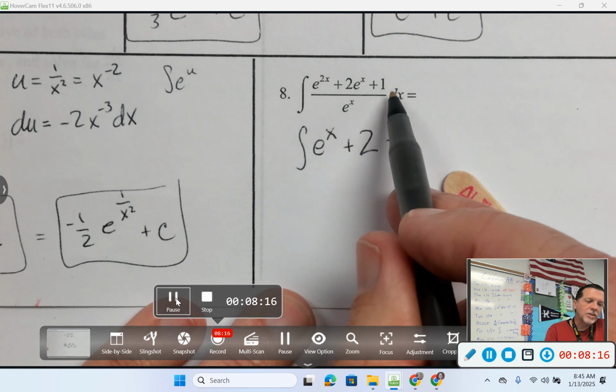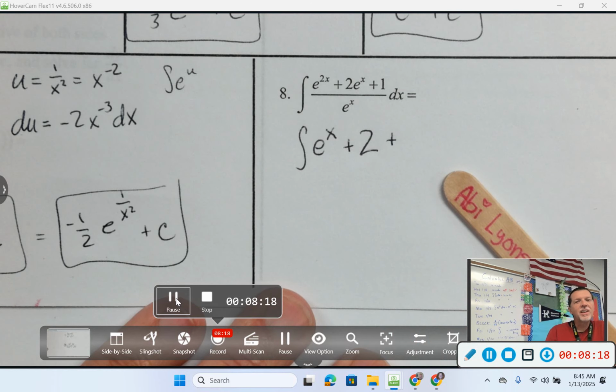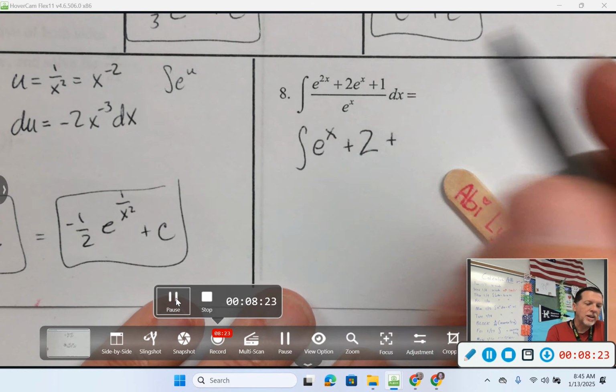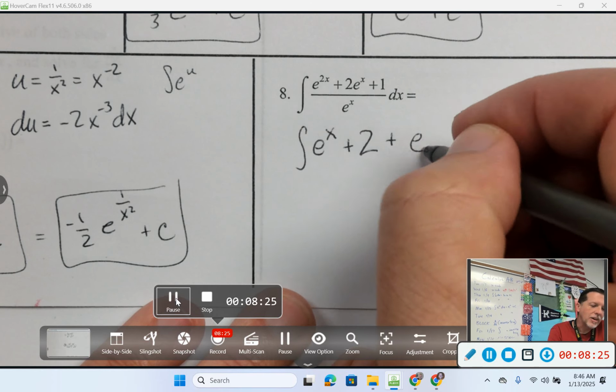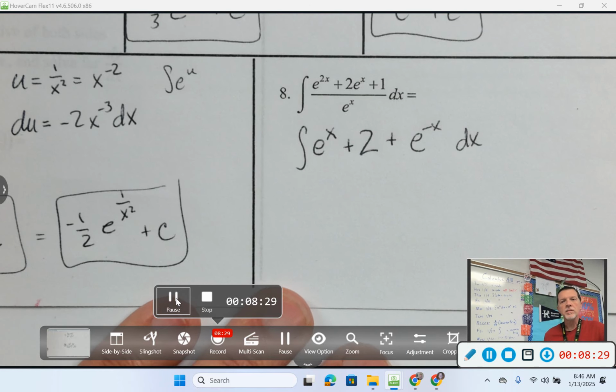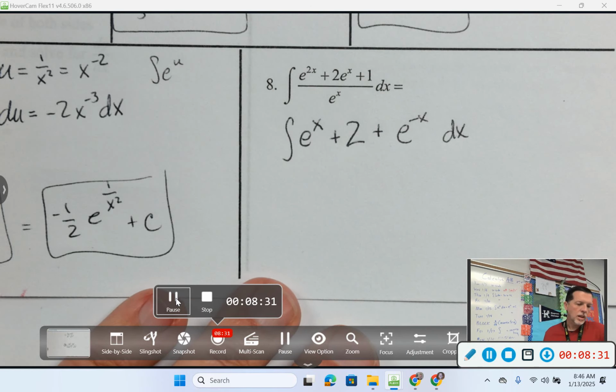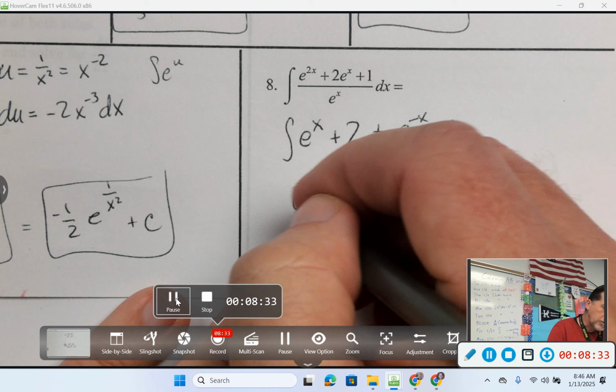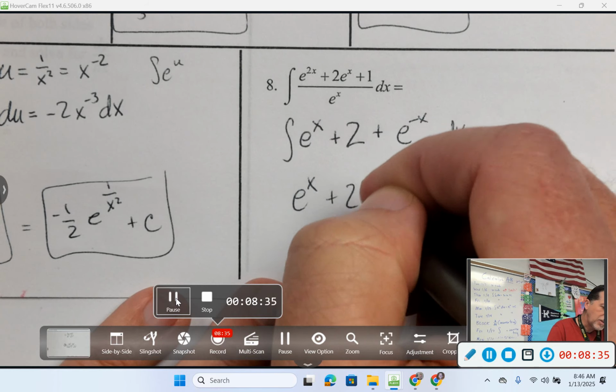Wait, I don't want derivatives. I'm just doing algebra right now. So, what's a different way to write 1 over e to the x? There we go. That way we can take an antiderivative a little bit easier. Okay, so the first one would just be e to the x. The next one would be 2x.